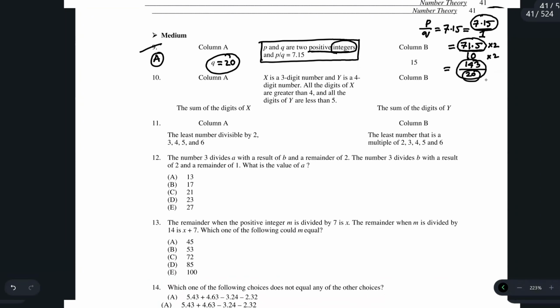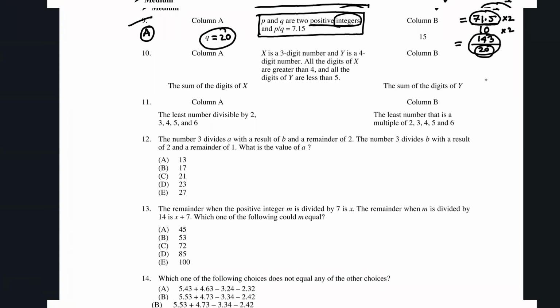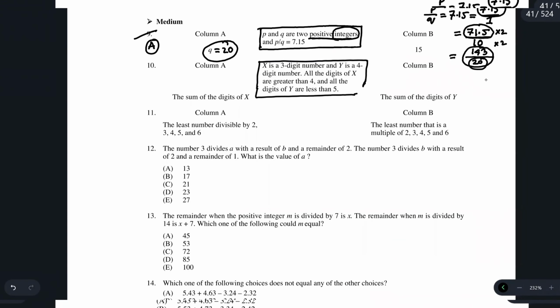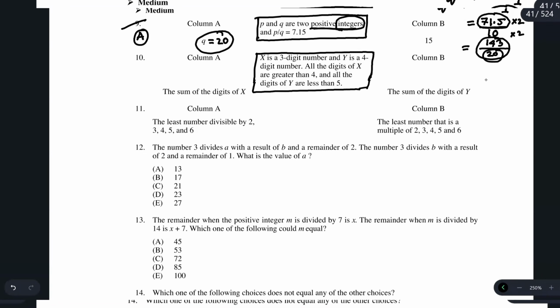Now let's move to question 10, and let's see what we are given. We are given that X is a 3-digit number and Y is a 4-digit number. There is also some additional information that all the digits of X are greater than 4 and all the digits of Y are less than 5. For column A, we have the sum of all the digits of X, and for column B, we have the sum of the digits of Y.